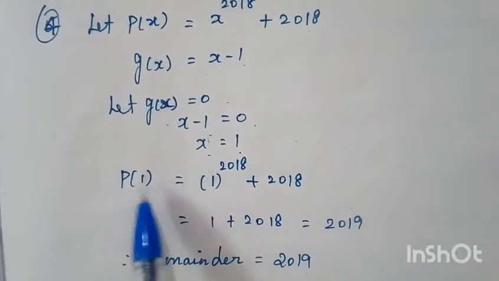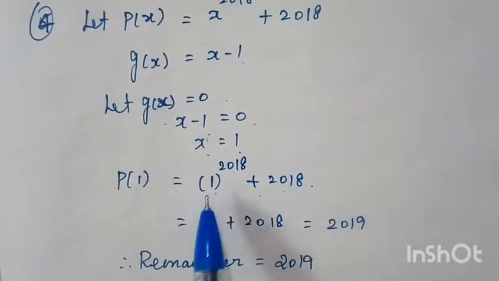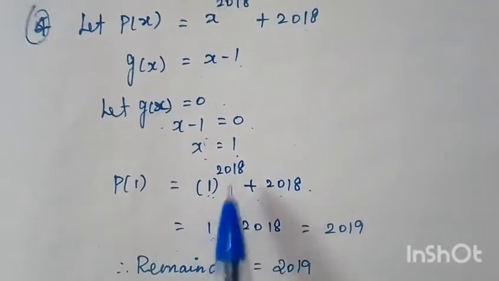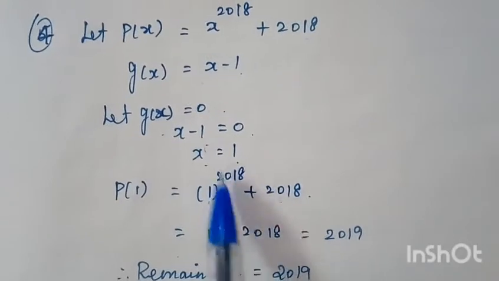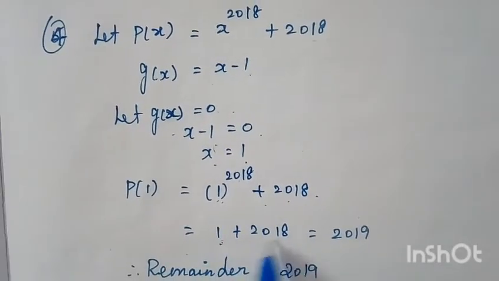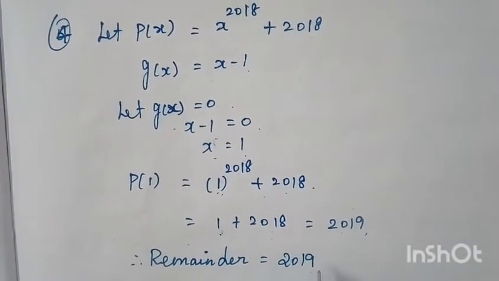So now you substitute the value x equal to 1, that is 1 power 2018 plus 2018. 1 power anything is 1. For any value, 2 digit, 3 digit, 4 digit, 5 digit, anything, it becomes 1. Plus 2018. So you have to add these two. So 2019, therefore remainder equal to 2019.